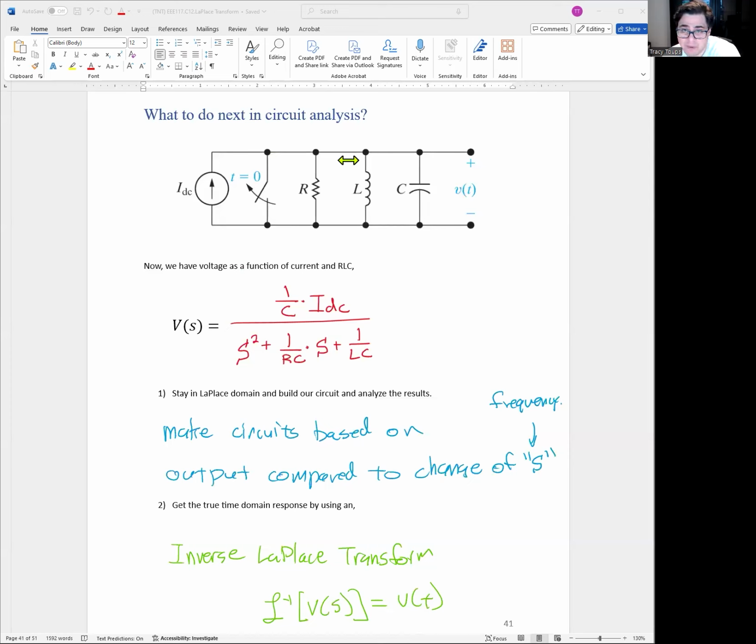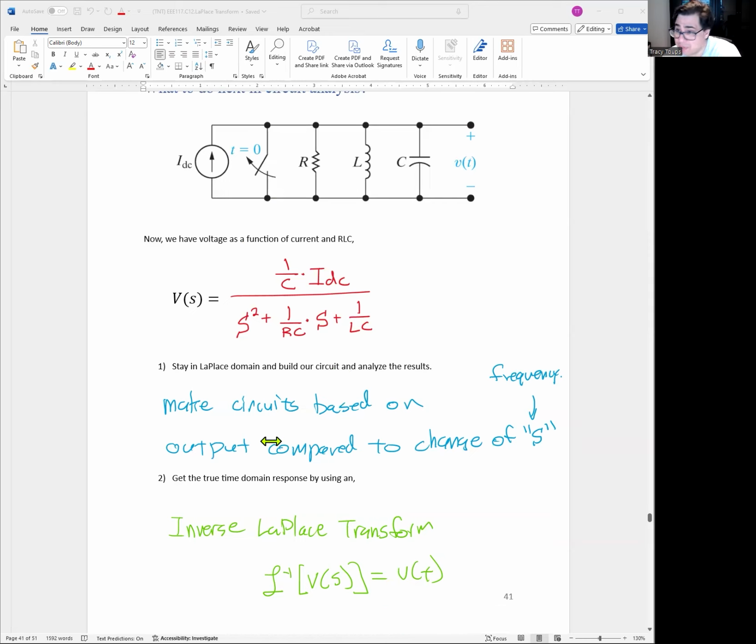We could design and modify the circuit based on frequency domain standards, and compare outputs. We could stay in the frequency domain, build our circuit and analyze anything we want. And in all honesty, in power systems we talked about phasors nonstop. When we do phasor analysis, we stay in the frequency domain. We don't do time domain analysis in power systems. We do only frequency domain analysis, which is called phasors.